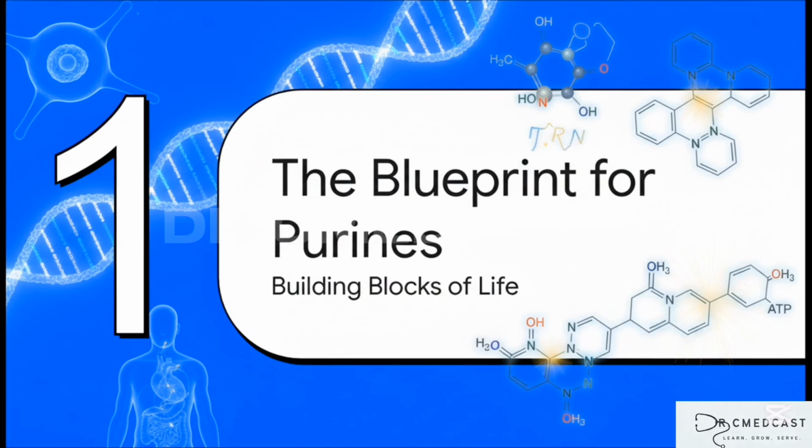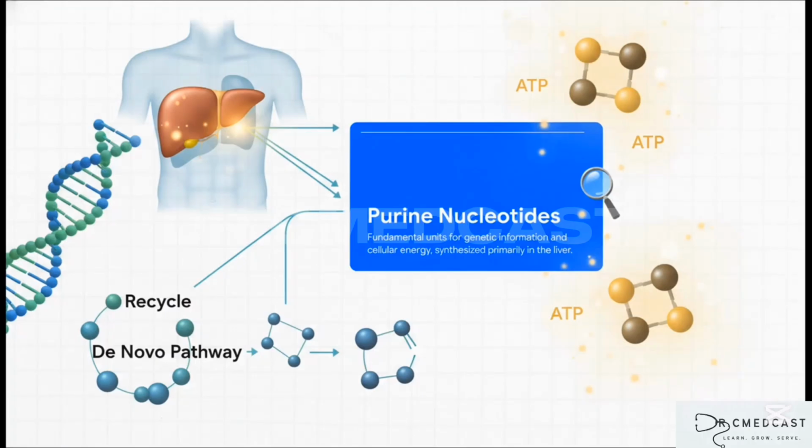Okay, let's jump in. I want you to think of your body like this massive, incredibly complex construction project. And before you can build anything, what do you need? A blueprint, right? Well, in our cells, purines are a huge part of that blueprint. They are the A's and G's in your DNA and RNA, the very letters that write out your entire genetic story. And as if that weren't enough, they also form ATP, the molecule that's basically the universal power source for everything your cells do.